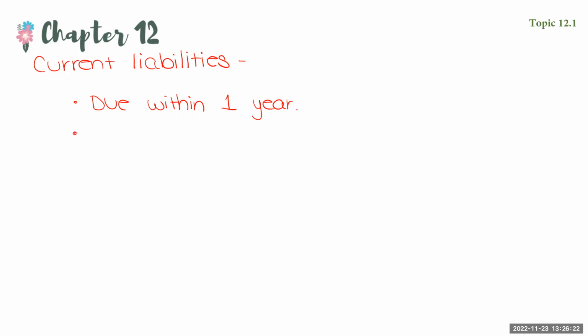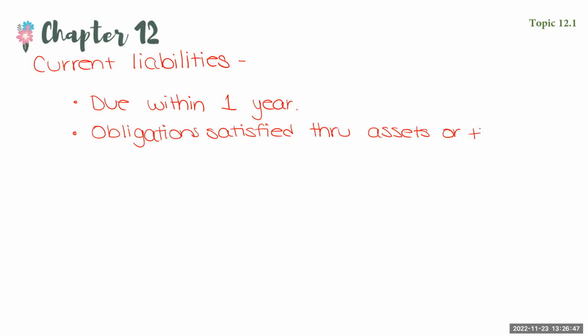These obligations not only must be paid within 1 year, but they are satisfied through assets. You pay off a liability like a credit card or a bank loan by paying it with an asset like cash, or through the creation of other liabilities. Think of it as like paying off one credit card with another.